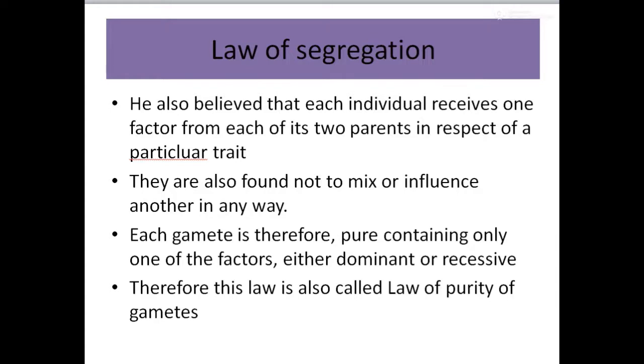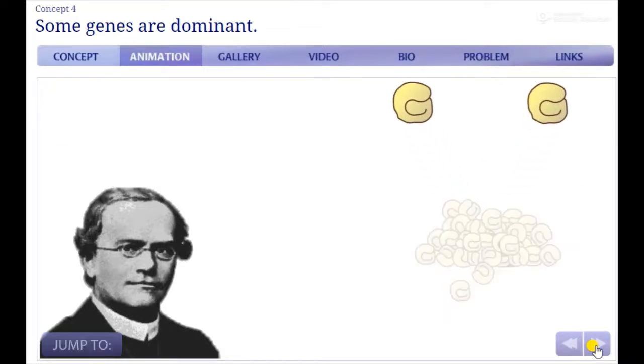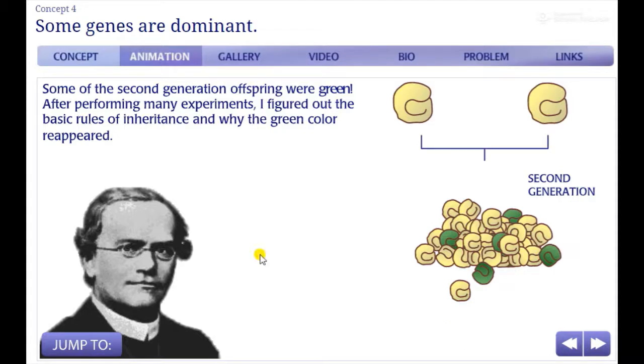Now let's explore these principles using some of the animations which are available. We had already seen the visualization that genes do not blend, and now let's see that genes can be dominant. If you cross a round variety with a yellow pea variety, in the F1 generation you get only yellow ones, and some of the second generation offspring were found to be green, that is, in the F2 generation some of them were green, in the ratio of 3:1.